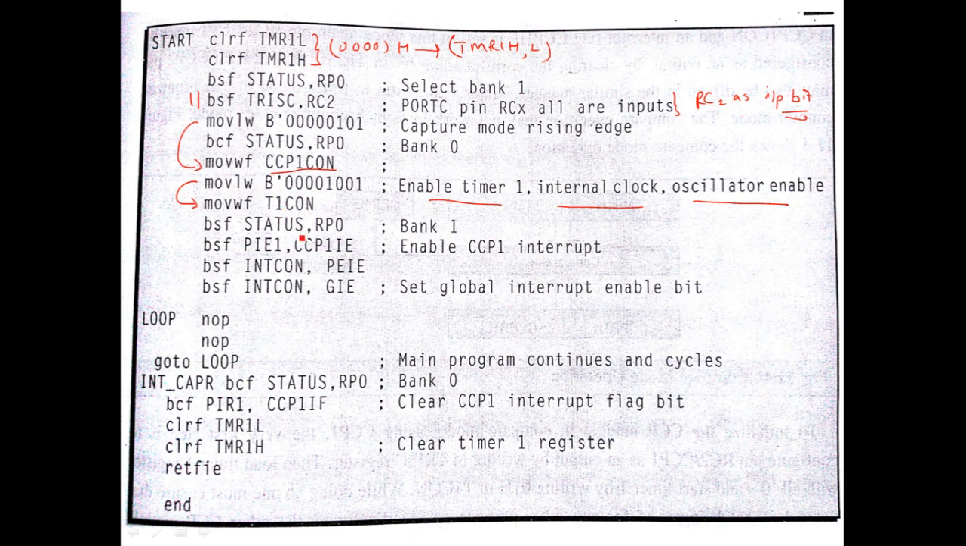Okay, then you have to enable the interrupt. So this is for the timer, then you have to enable the interrupt. For that you have to set this bit in the peripheral interrupt enable register, that is, the CCP1 interrupt enable bit. Then you have to set two bits, the peripheral interrupt enable bit and the global interrupt enable bit, in the interrupt control register. So that is enabling of the interrupt. Okay, so the CCP1 interrupt is enabled.